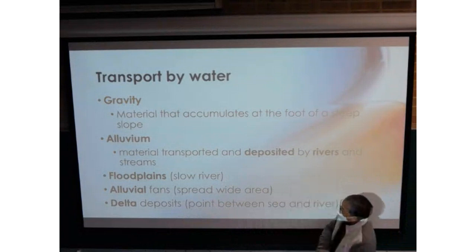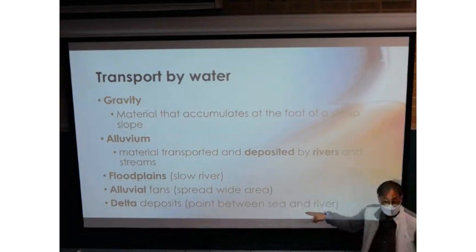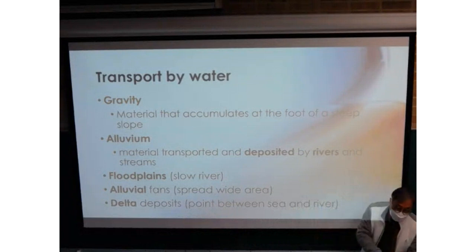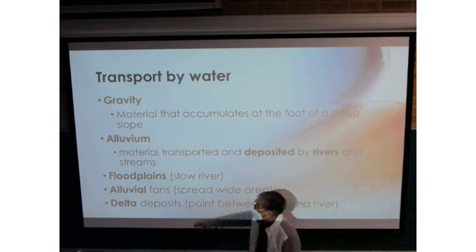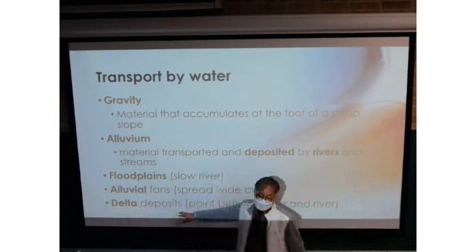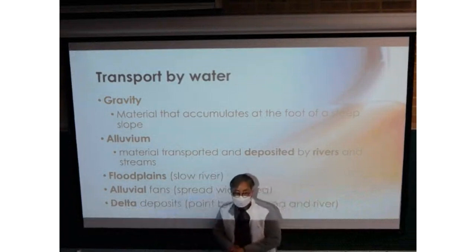So when the water meets the sea, S-E-A, or the ocean, the coastline, it drops it, and then the sediments accumulate. We call that delta deposit, when it meets that really huge open space, like an ocean.